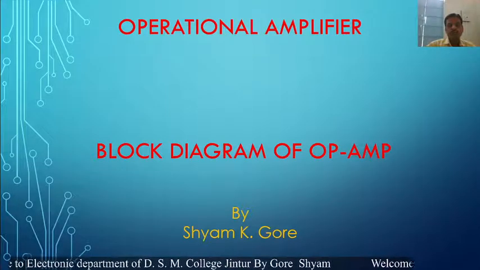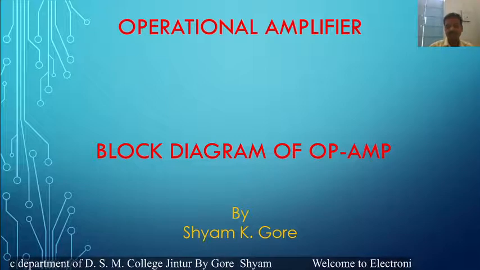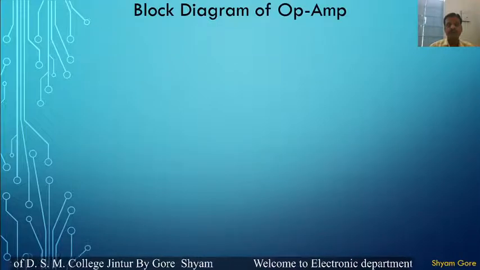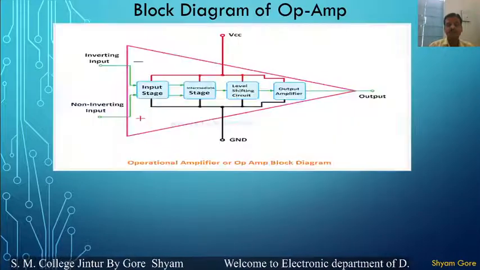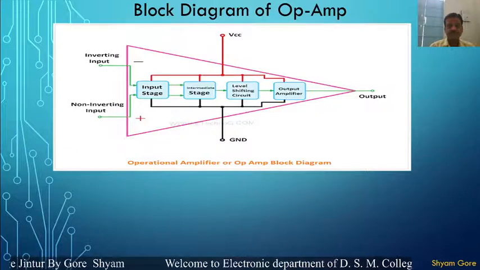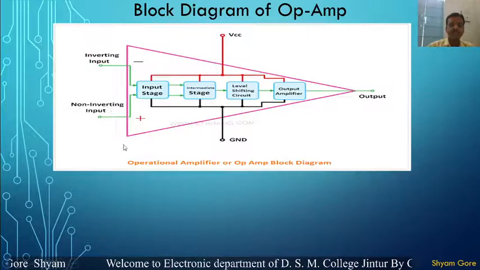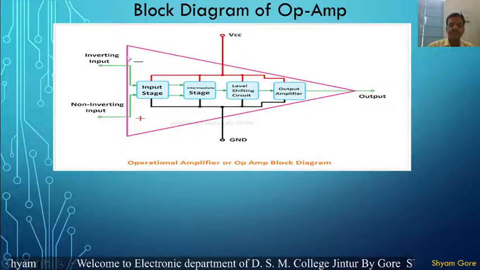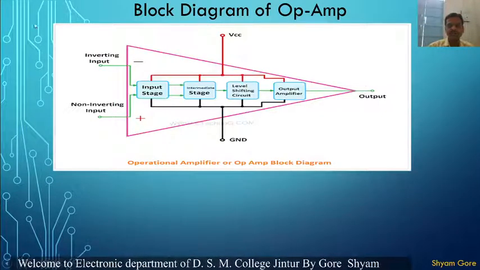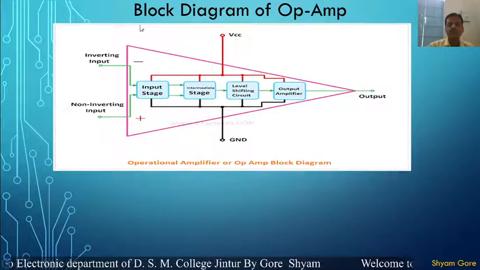Today we are discussing the block diagram of the operational amplifier. So let us see the block diagram of the operational amplifier. This is the block diagram of the operational amplifier, and the symbol of the operational amplifier is represented with such a triangle, and this is the complete operational amplifier.